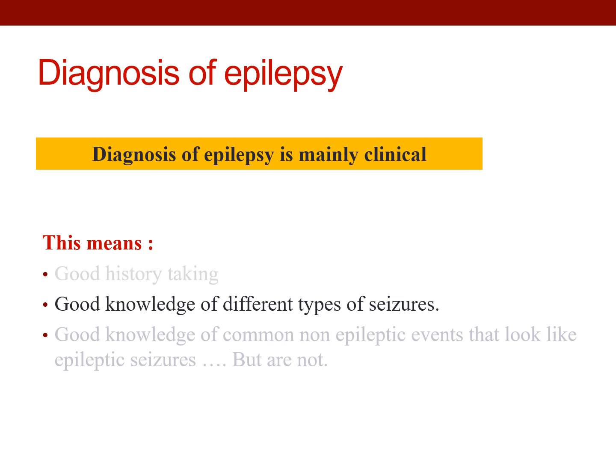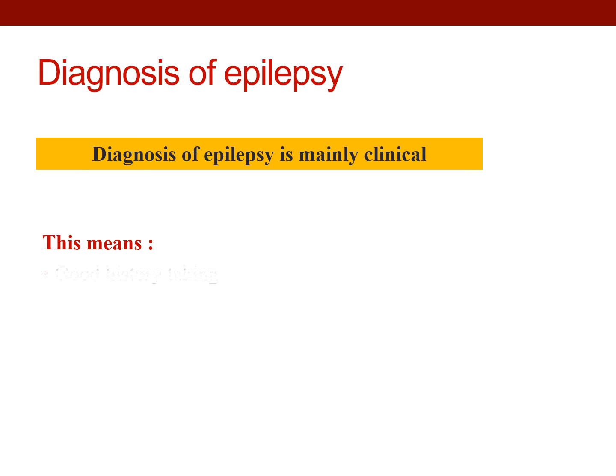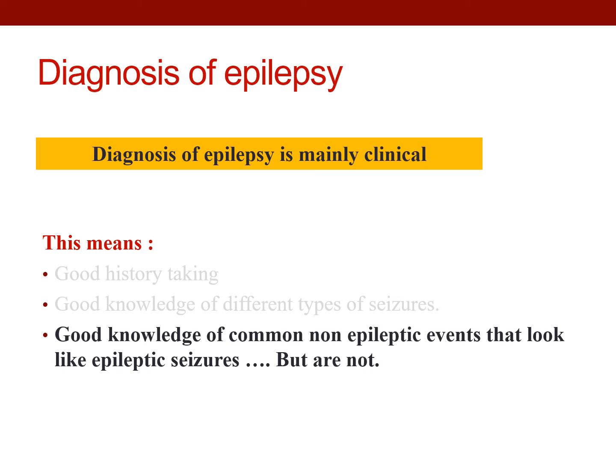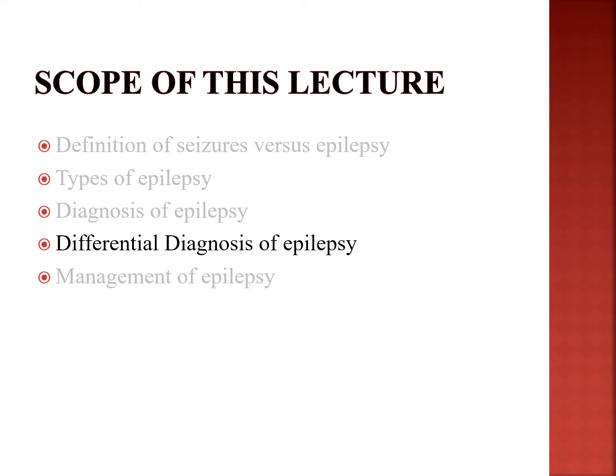Then comes the third part, which is good knowledge of the common non-epileptic events which look like epileptic seizures but are not. Simply, it's just doing some kind of differential diagnosis, really. So you have taken the history and put into your mind, well, that looks like a generalized or focal seizure, and then you need to know, well, could this be something else? And really that takes us to the fourth part of the lecture, the differential diagnosis of epilepsy.